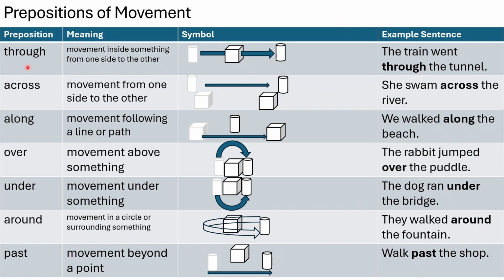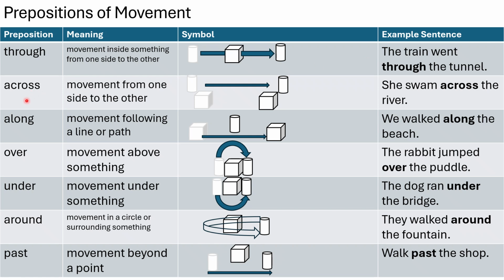The preposition through means movement inside something from one side to the other. This symbol illustrates the cylinder moving through the box. Listen to the example sentence. The train went through the tunnel.